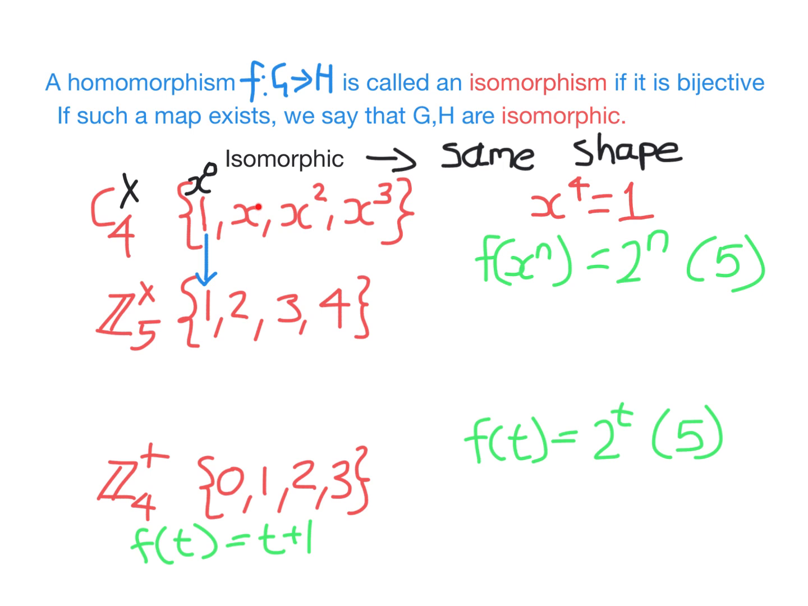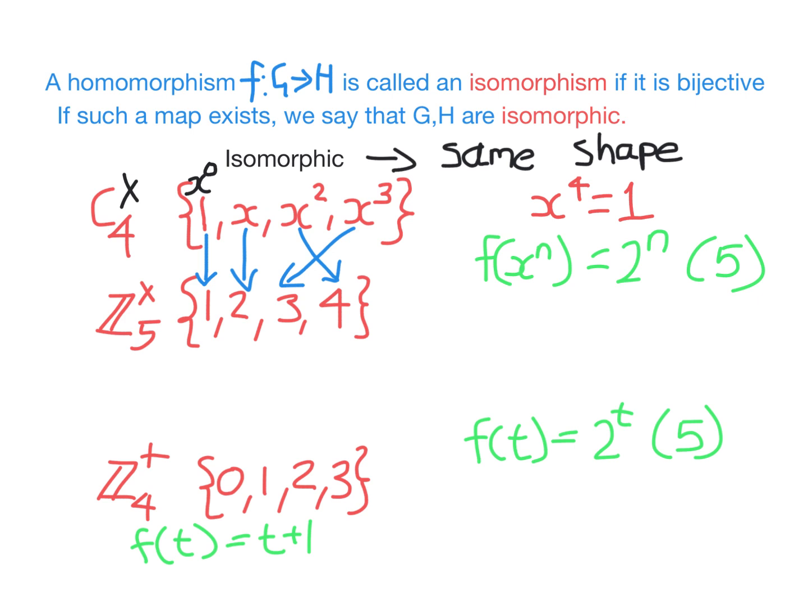This is x to the power of 1. It gets mapped to 2 to the power of 1, which is 2 mod 5. Here the power is 2. We map it to 2 squared, which is 4 modulo 5. Now here the power is 3, map that to 2 to the power of 3, which is 8, equivalent to 3 in modulo 5. So this map here is clearly a bijection. There is a 1-to-1 correspondence between elements of the first set and elements of the second set.